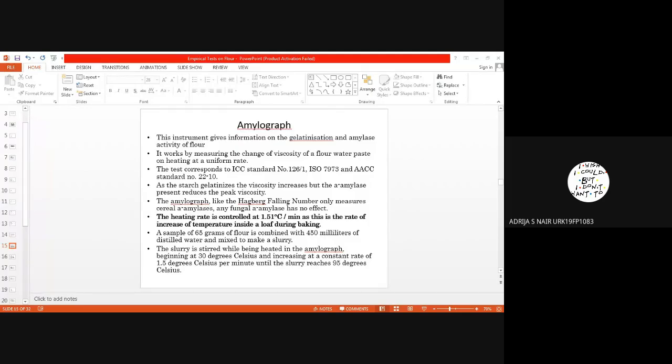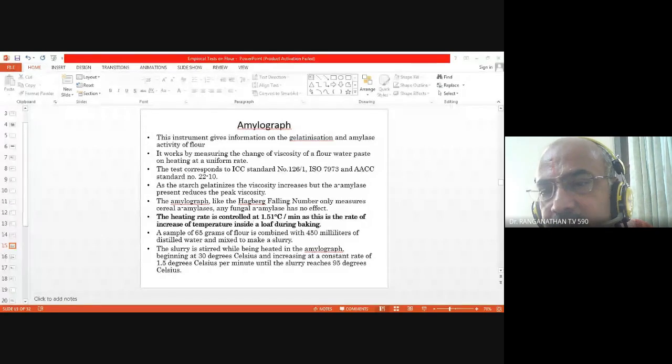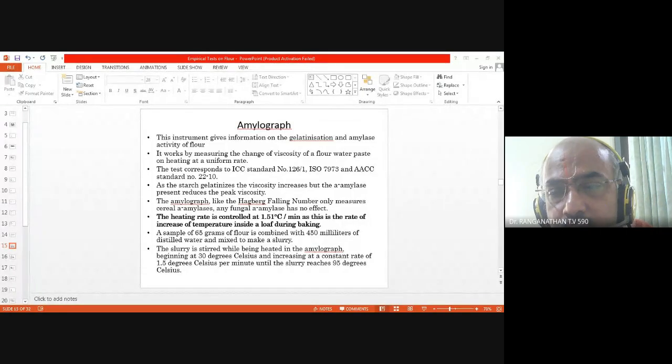Slurry is a liquid with suspended particles of solid at the bottom. When you are going to add flour to water, you call it a slurry. And when you are adding water to flour, it is a dough. Hope you know that difference. So a dough is much thicker. Slurry is something like a liquid with suspension.